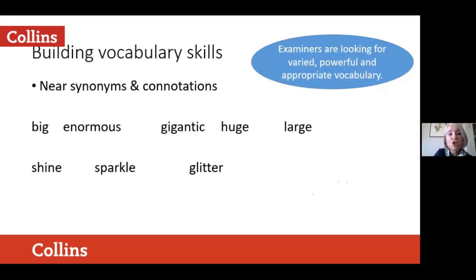And what about shine, sparkle, and glitter? What are the differences in connotation between these words? This is a difference in connotation. With big, enormous, gigantic, huge, large, it's a difference in what they're saying about the size of the thing. What is the difference between shine, sparkle, and glitter?